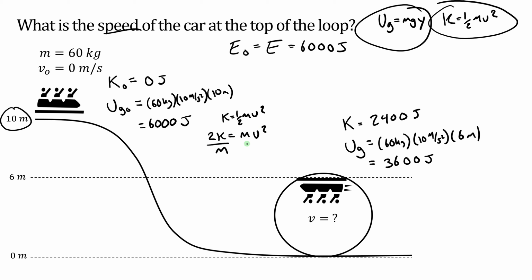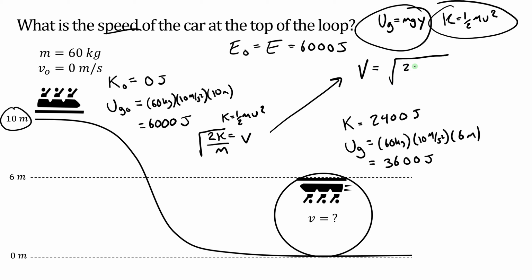Then I divide by the mass, so that it goes away, and I have v squared equals 2 times the kinetic over the mass, so I have to take the square root. And this will tell me that the velocity is equal to the square root of 2 times the kinetic energy over the mass. Let me solve that up here.